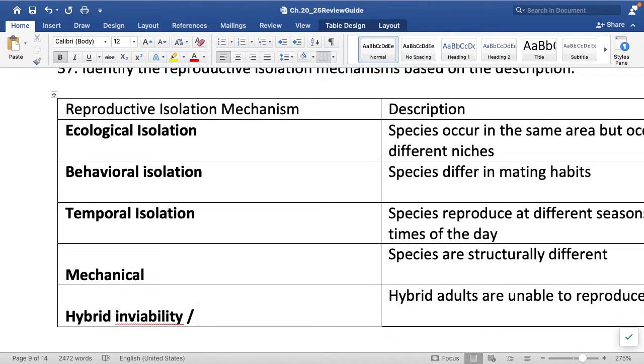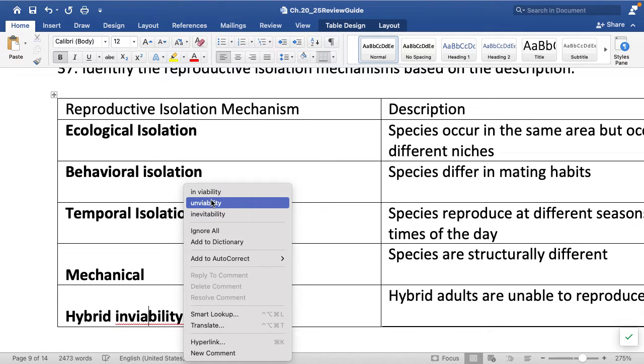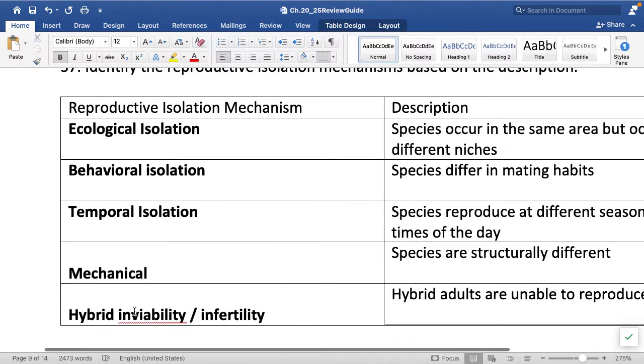It's ecological, behavioral, temporal, mechanical, prevention of gamete fusion. So geographical isolation is not part of it. It's applied in speciation, how species can become different. I wouldn't say it's a reproductive barrier, but it is a barrier between the main population. All right, infertility.